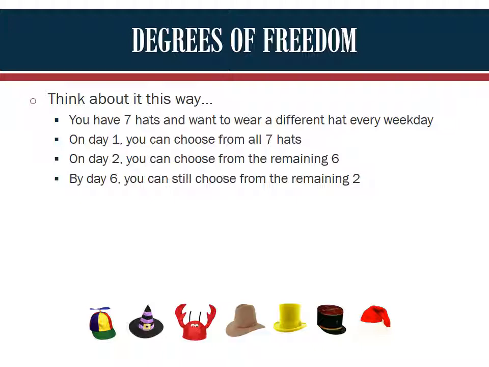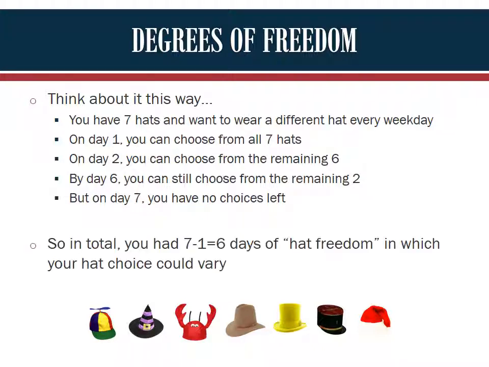So say on day 1 you wear the propeller hat, on day 2 the witch hat, on day 3 the lobster hat, on day 4 the cowboy hat, and on day 5 that awesome yellow hat. On day 6 you have these last 2 that you can choose from, and you still have a choice here. You can still choose one of them, right? But by the time you get to day 7, you no longer have any choices left. So on day 6, say you wear, I don't know, what is that, a train conductor hat? That's second from the right there. And then on day 7, if you want to wear a different hat every weekday, you no longer have any choices left. You have to wear the Santa hat.